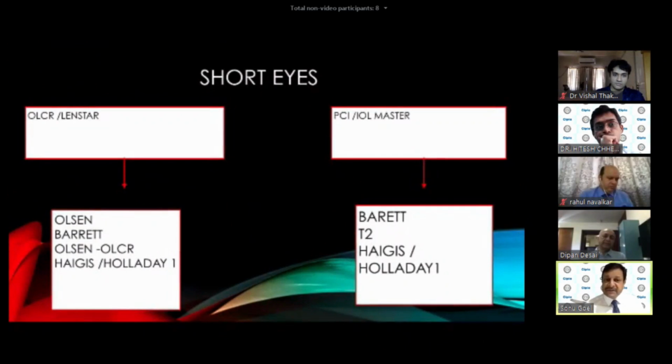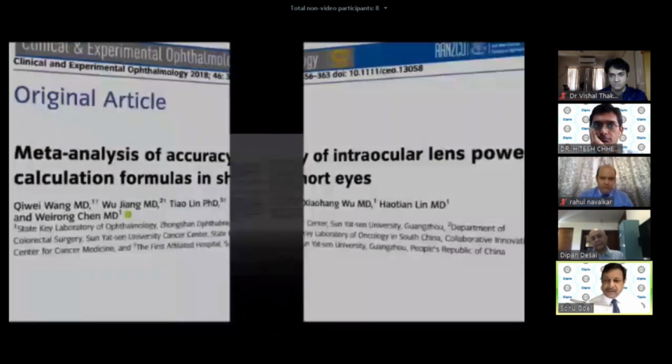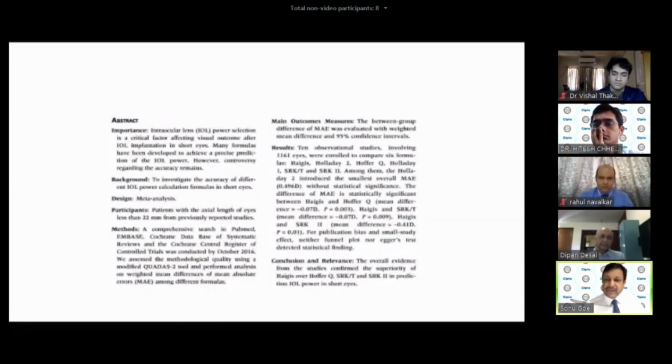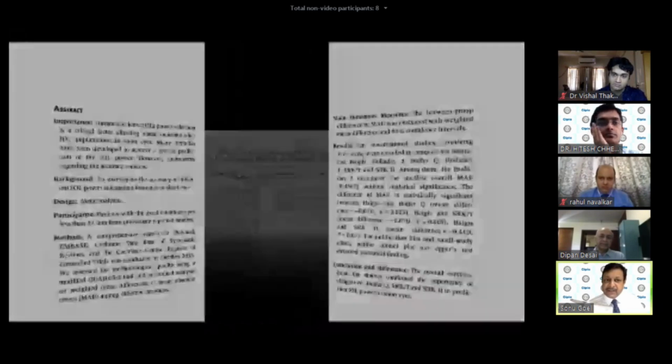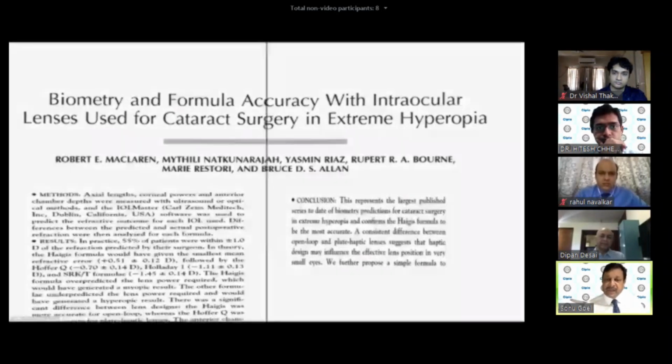So for the short eyes, when you're talking of two different systems, basically the Lenstar, which works on optical coherence tomography, you have the Olsen, the Barrett, and the Haigis formula, which work very well for short eyes. And when you have access to an IOL Master, you have the interferometry on which this works. You have the Barrett and the Haigis formula, which are incorporated in them. A good article shows the Haigis to be superior over Hoffer-Q and SRK/T when you're dealing with short eyes. And similarly, this paper by McLaren et al. again signifies the importance of the Haigis formula in extreme hyperopia.